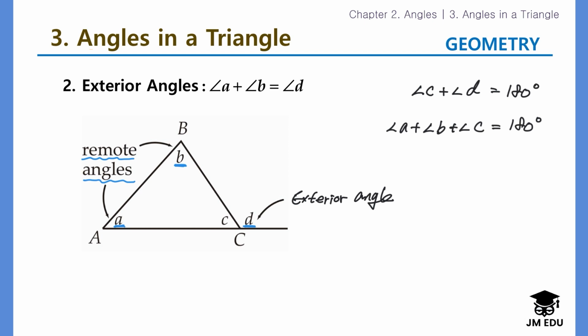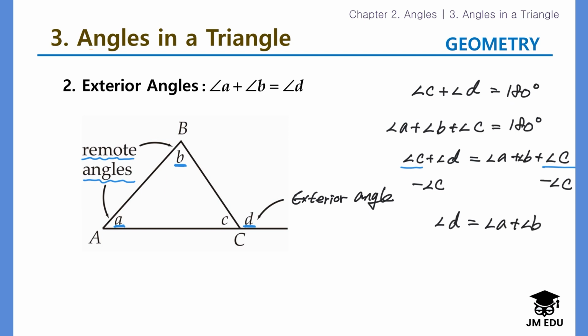So we can write angle C plus angle D is equal to angle A plus angle B plus angle C, right? Here we have angle C. Here we have angle C, right? So we're going to subtract angle C from each side, then angle D is equal to angle A plus angle B, right? So this exterior angle is always equal to the sum of these two interior angles or remote angles.